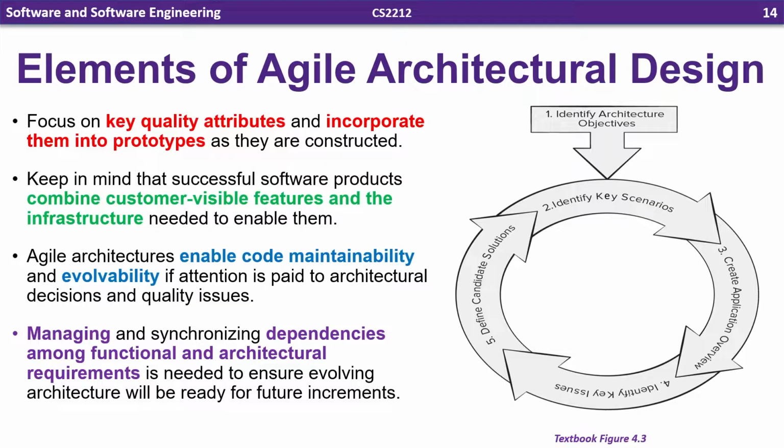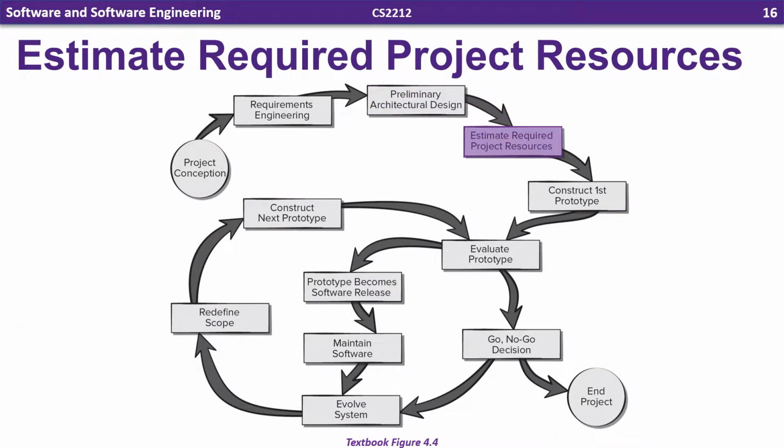future increments. That's what I'm getting into, but it also means that we have to keep the other requirements and functional ones in mind, like performance and things like that. We could implement a feature, but if it goes extremely slow, it's not going to be that much help to us. So next up is going to be estimate required project resources.